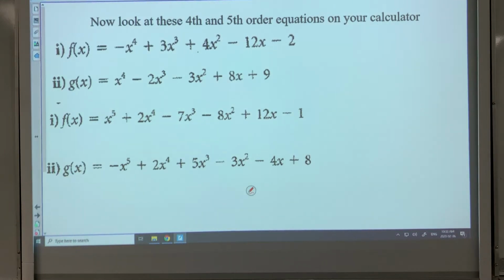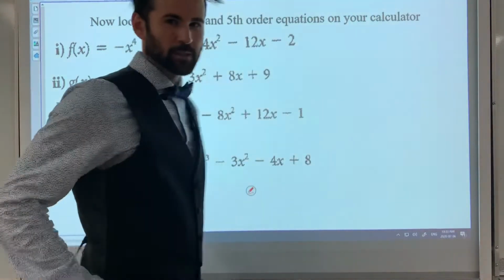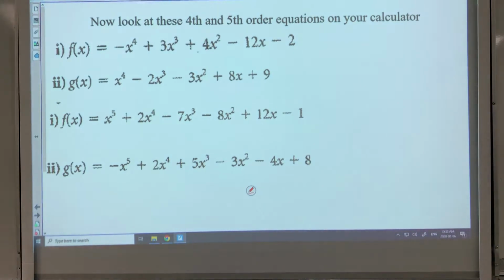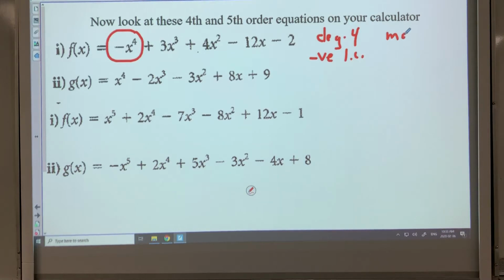So really quick, I'm just going to switch to the computer here for a second. Unfortunately you will not be able to see me on camera, but you should be able to hear me. Right here, this is the only thing that matters as far as the shape of the graph. So it's a degree 4, and it's got a negative leading coefficient. What's the max number of x-intercepts? 4. So max x-ints is 4.